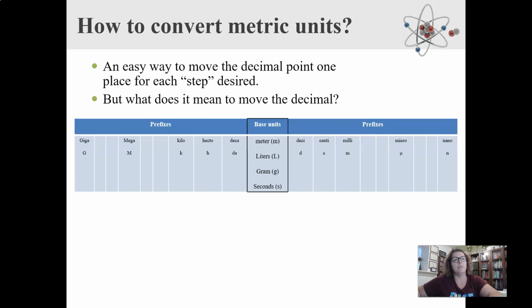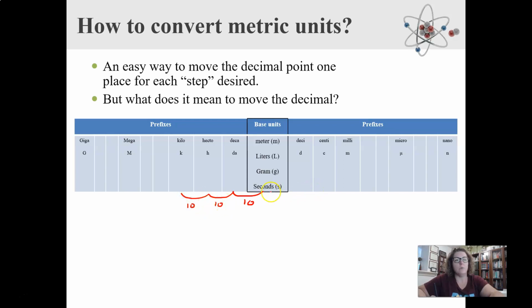So in here, this is a chart that I teach my students on how to move the decimal. But you have to remember, every time you move a decimal, it changes by a factor of 10. So right here, I put base units in the middle, and these are prefixes on this side of the box, and we have prefixes on this side of the box. So every time I go from one box to another, that changes by a factor of 10. And if I go to another box, that's another factor of 10. And another box, same thing, same thing.